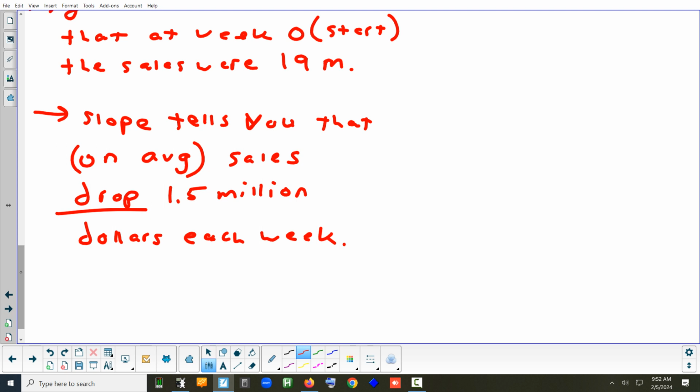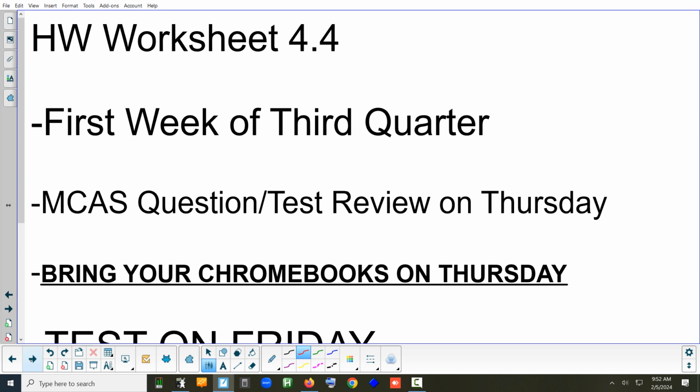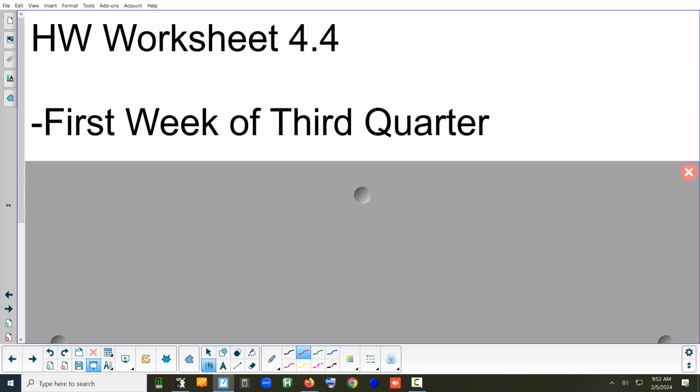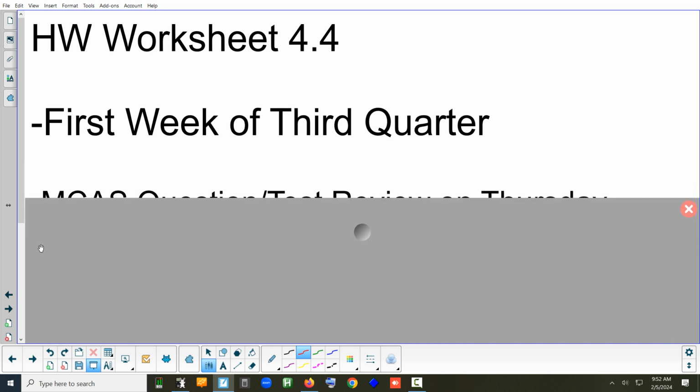Right, so that's 4.4. Okay, so that's scatter plots. So again, this is the first week from quarter three. And the homework is the 4.4 worksheet and Thursday is a review day.